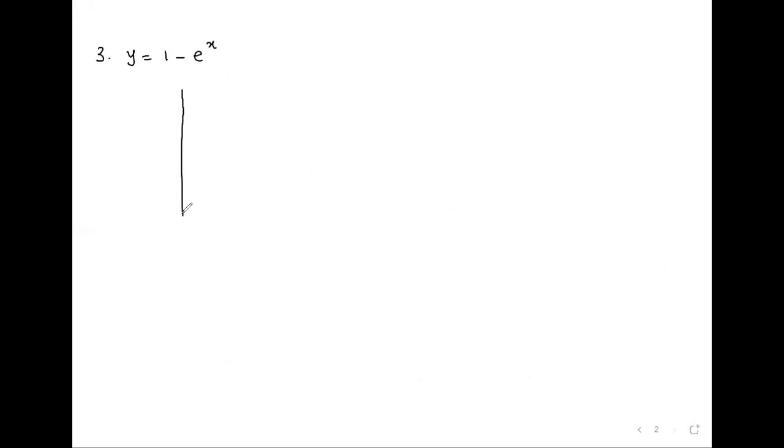Y is equal to 1 minus e to the power x. We know that the graph of, if this is -1, we know that this guy is the graph of what? Y is equal to -e to the power x, is it? Look at the shapes.